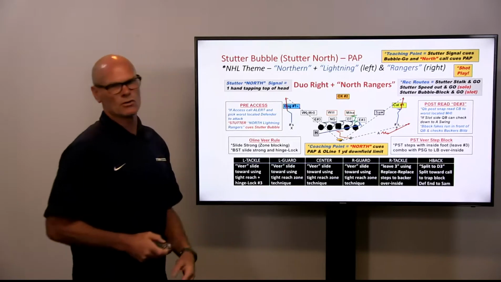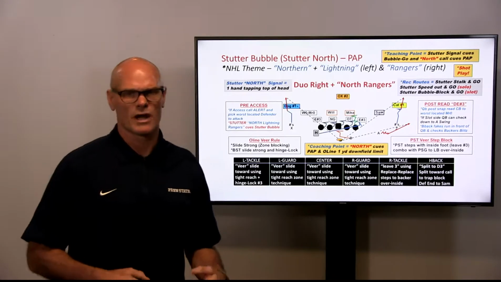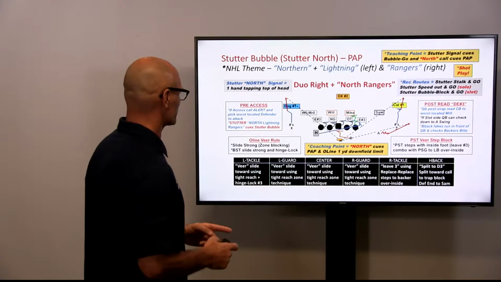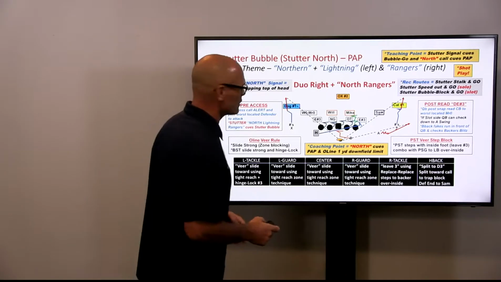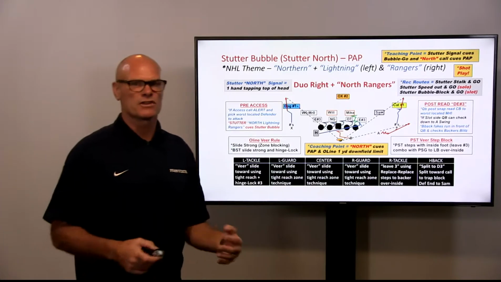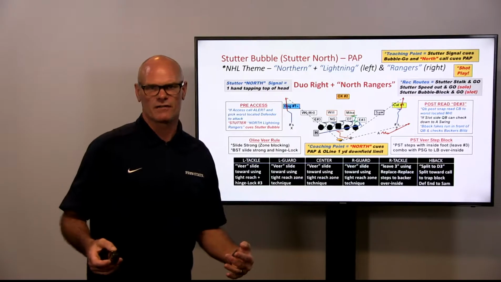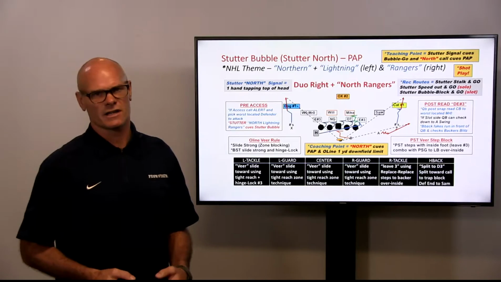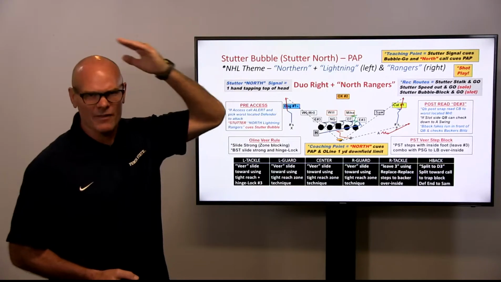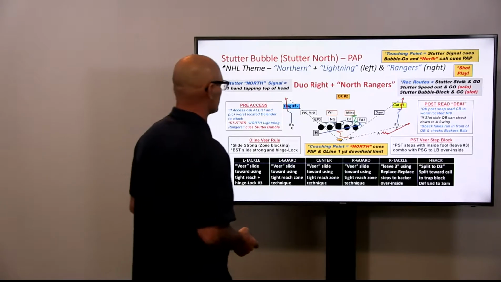The next thing we can do is turn this into what I call a stutter bubble or a fake bubble and go. Penn State's had a ton of success with this. What we do here is we just add a north call. Again, the receivers are not listening for any verbal cues. They're doing everything off hand signals. When we do a stutter bubble, we're going to go ahead and tap the top of the head. That tells them that they are running that specific route.